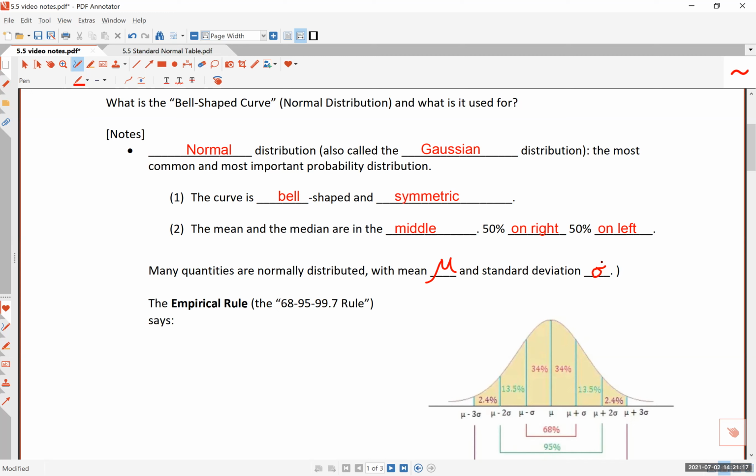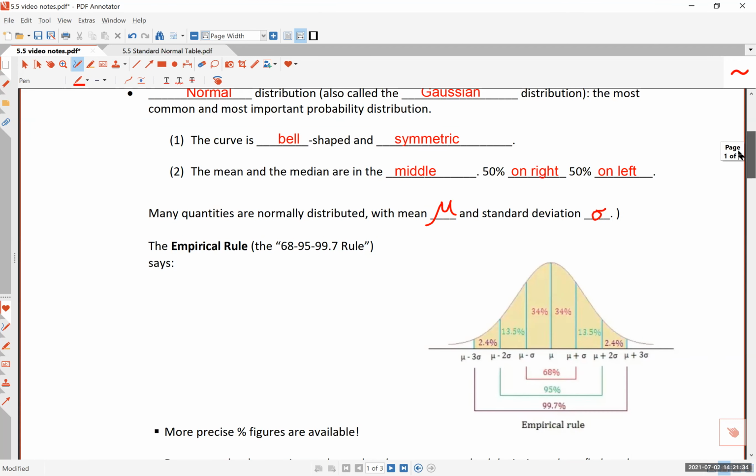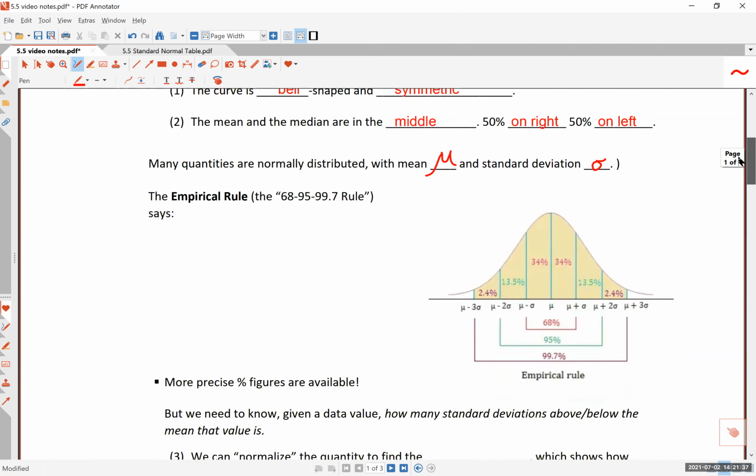But the mean is indicated by this Greek letter mu, and the standard deviation by sigma, lowercase sigma. All right. If you look in the back of chapter 5 in your textbook, and this is not technically a part of section 5.5, after all the exercises, there's a little section called "For Further Explorations." And there you have this thing called the empirical rule.